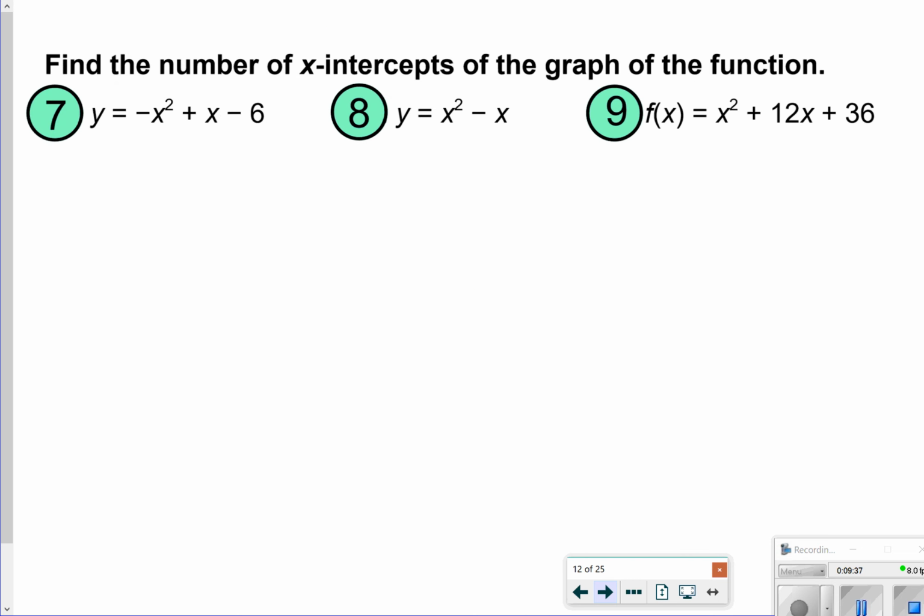So here are the last 3 of your notes. You're going to try the same type of deal that you've been doing before, except now we're just focusing on answering how many x-intercepts the graph has. Let's go ahead and pause here so you can try them on your own. And once you're done, click play.